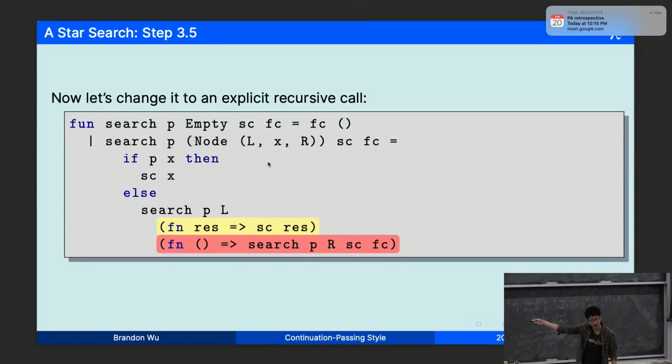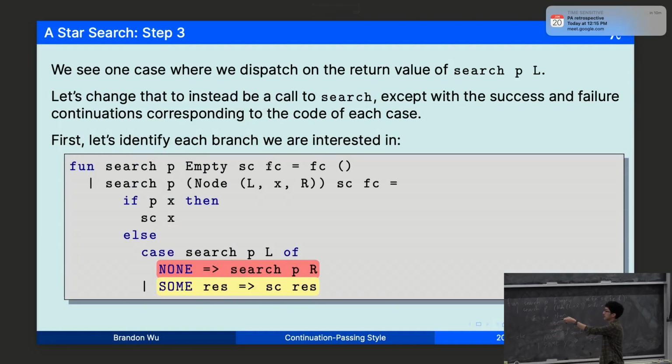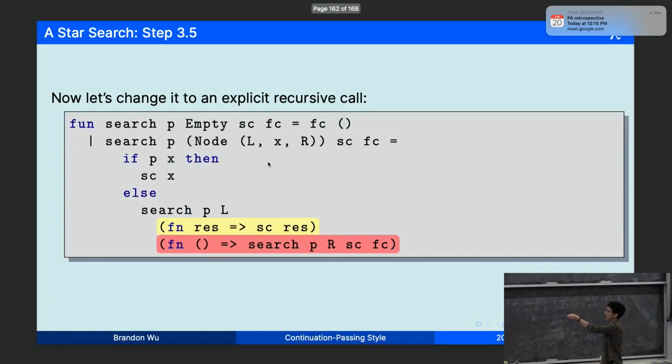My failure case, if I didn't find it in the left, and that means my failure continuation was called, I go to the right. If I succeeded in finding it in the left, that is, my success continuation was called, I continue to call the success continuation on it. Do you see how I just took the code from the yellow and red code, the thing that's outside after the arrow, and I transplanted it into here? And I gave the extra arguments to the recursive call.